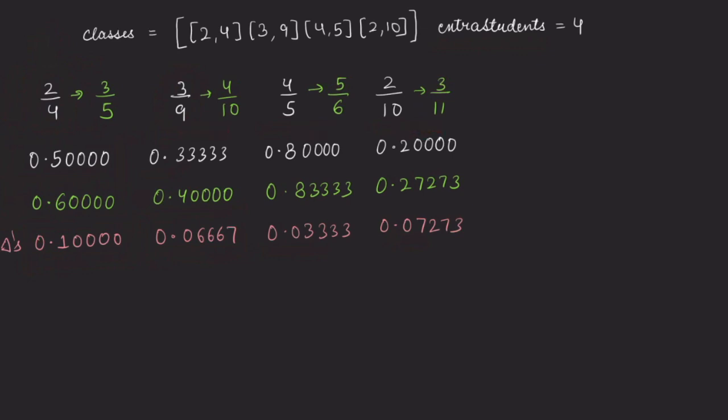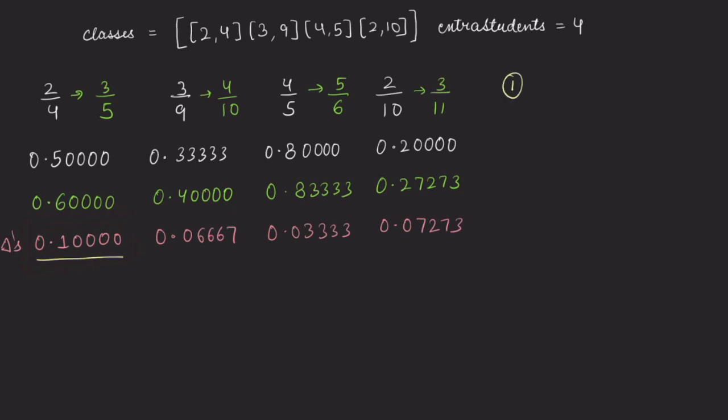And if I am getting a larger delta, then it will be contributing more towards increasing my average, or maximizing my average, right? So that is why for assigning the first extra student, I will assign it to the first class because it is giving me the largest delta. So in this particular class, we will be assigning our first student. So this was for the first student.